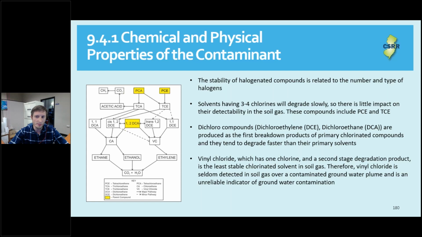The dichloro compounds are produced as the first breakdown products of the primary chlorinated compounds, and they tend to degrade a little faster. But be aware that vinyl chloride is monochlorinated and is a second stage degradation product, and it is the least stable chlorinated solvent in soil gas. Therefore, vinyl chloride is rarely detected in soil gas over a contaminated groundwater plume, and is an unreliable indicator of groundwater contamination. So if you're at a chlorinated site and you're detecting the parent products in the soil gas, and you're not detecting vinyl chloride or detecting it at low levels, that does not mean that vinyl chloride is not above standard in the groundwater.